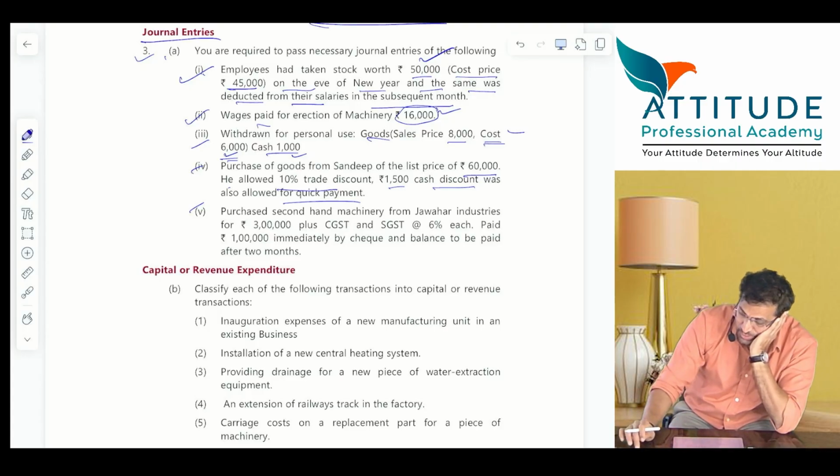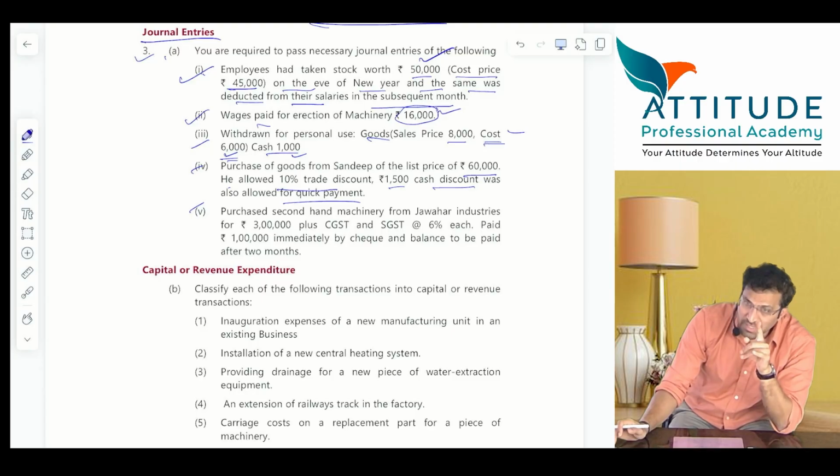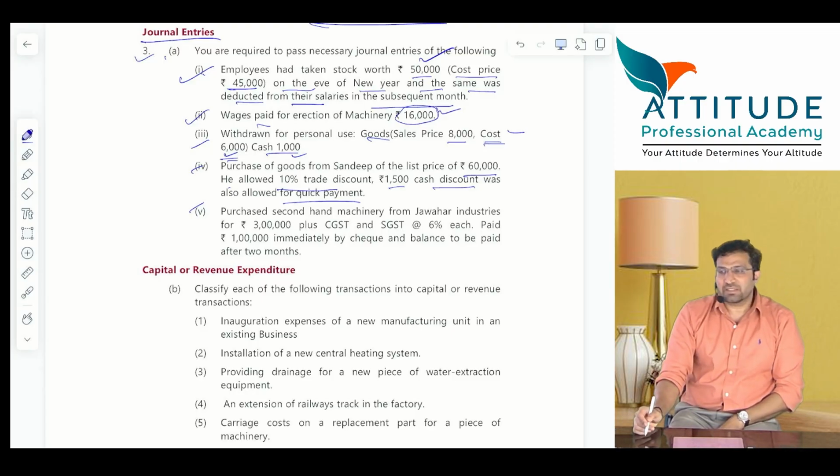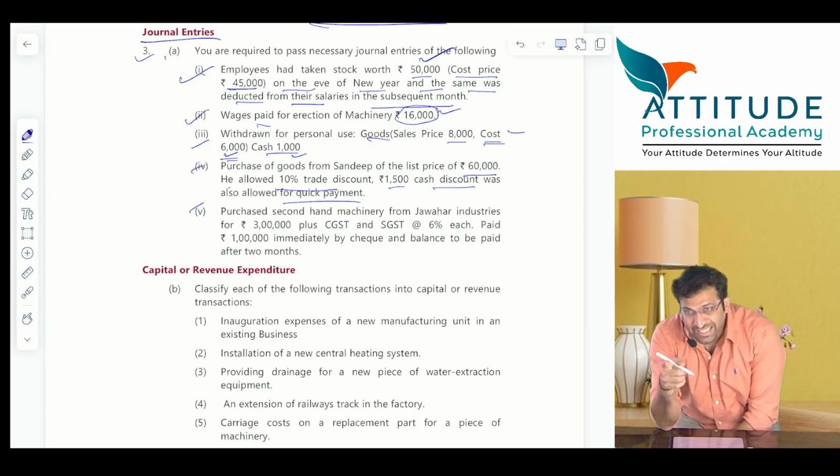Now tell me, should you record 60,000 minus 1,500? Sorry, 60,000. बरोबर है. Trade discount कितना है? Answer. So 6,000 minus करो ना. So 54,000. 54,000 will be your purchases, net purchases. But what you pay in cash is not 54,000, it is less 1,500 cash discount. Cash discount will be recorded. Is that clear?